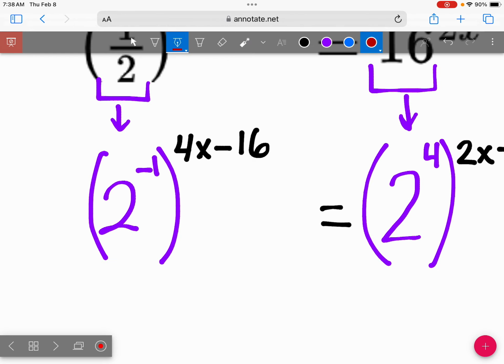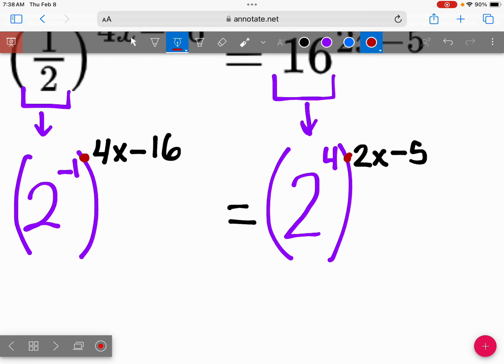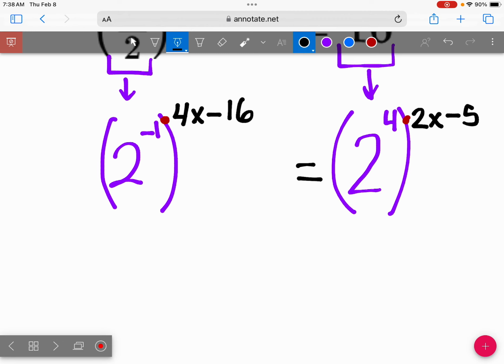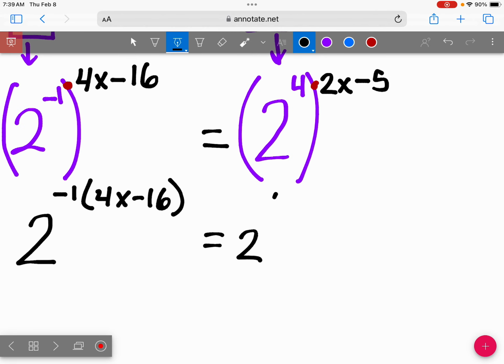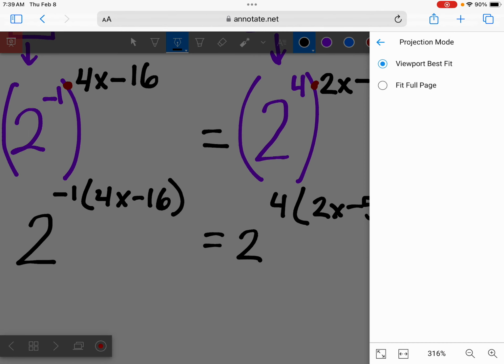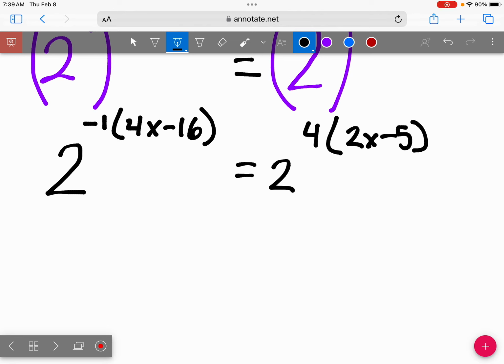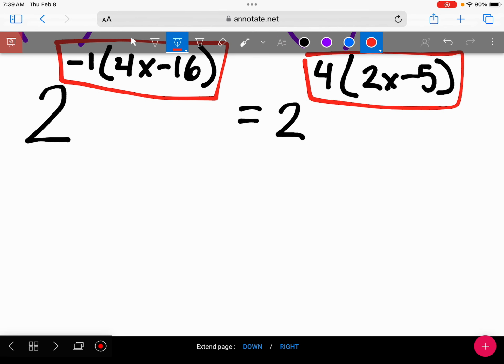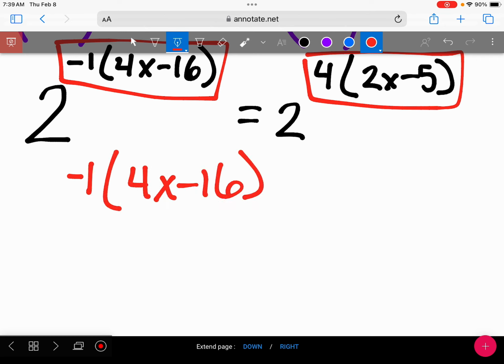So then, just like before, we're going to take our exponents and we're going to multiply them. I'm going to do this one in a couple of steps because there's a lot of pieces here. So we're going to have 2 to the negative 1 times 4x minus 16. And 2 to the 4 times 2x minus 5. Because we need to make sure that we're going to distribute it. I'm going to zoom this back out so you don't have to follow my brain. So we're going to need to distribute these. We can set them equal to each other first so we don't have to work in the tiny space. Now that our bases match, we can set these pieces equal to each other. Minus 1 times 4x minus 16 equals 4 times 2x minus 5.